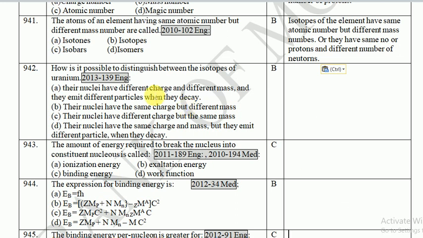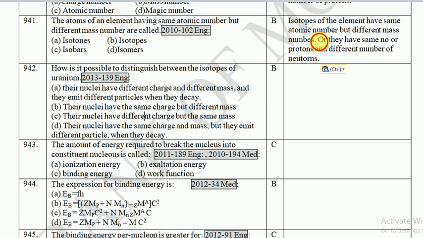The next is, how is it possible to distinguish between the isotopes of uranium? Option A: the nuclei have different charge and different mass and they emit different particles when they decay. Option B: the nuclei have the same charge but different mass. Option C: the nuclei have different charge but the same mass. Option D: the nuclei have the same charge and mass but they emit alpha particles.